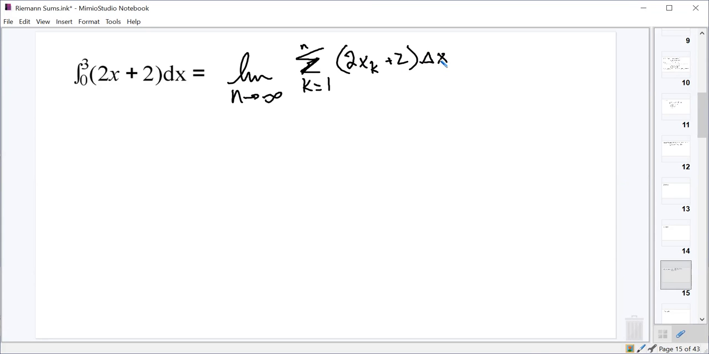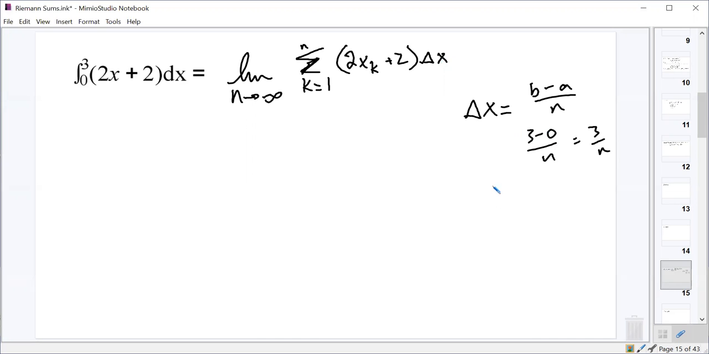And so yesterday, I think I mentioned that delta x is always going to be equal to what? Yep, b minus a over n. So delta x is always b minus a over n. It's just the length of each subinterval that we draw these rectangles in. So in this case, that's 3 minus 0 over n, or 3 over n.